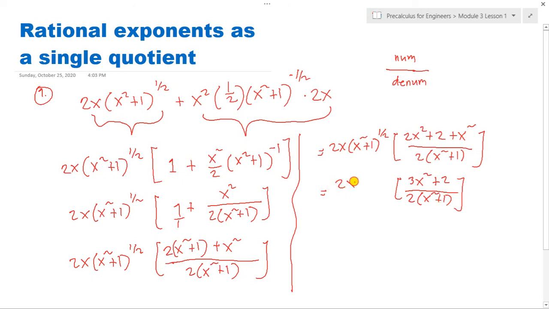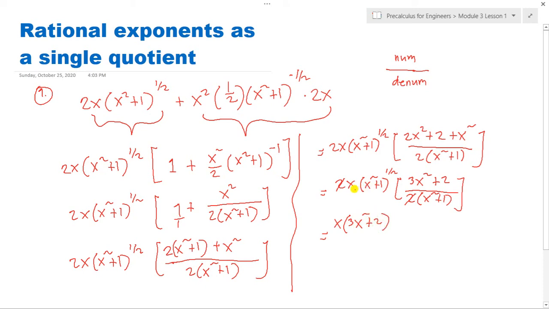Okay, so that's 2x times x squared plus 1 raised to 1 half. Since we have 2 here and a 2 in the denominator, it will cancel out. Then, since we have x squared plus 1 here with the same base, the exponent in the numerator is 1 half, and on the other side it is 1. So, therefore, we can say that this is equal to x times 3x squared plus 2.